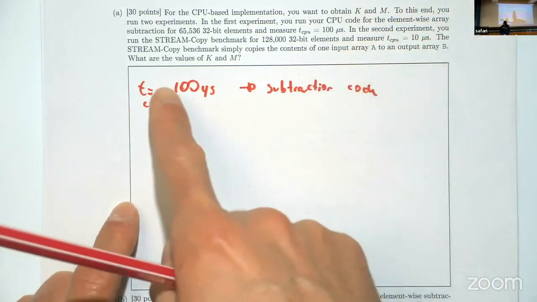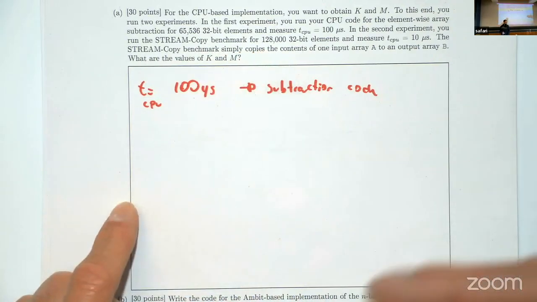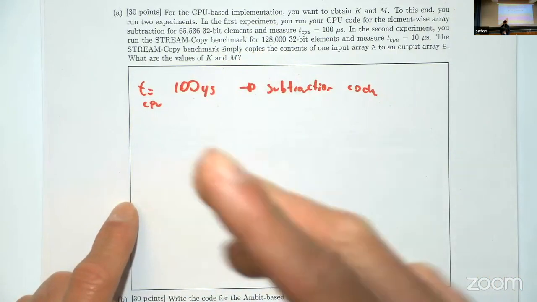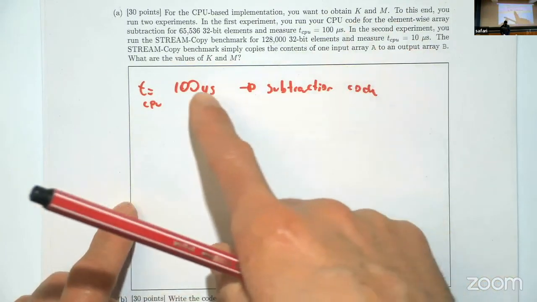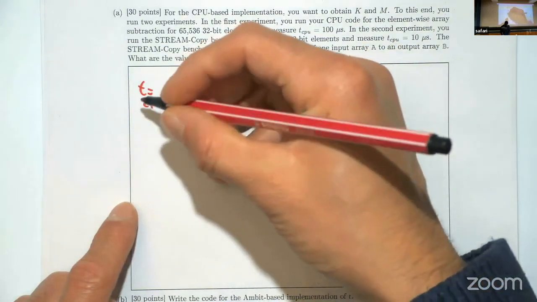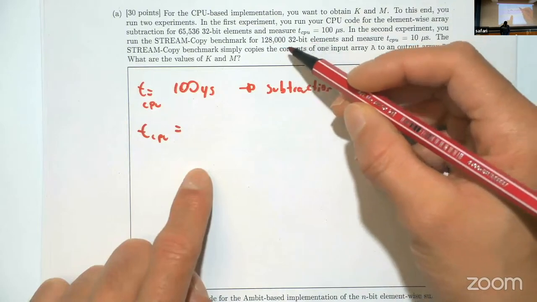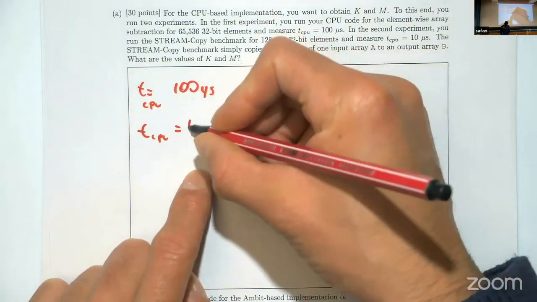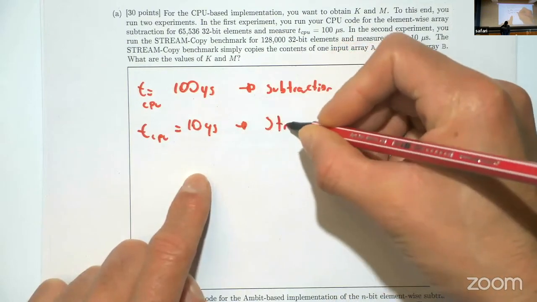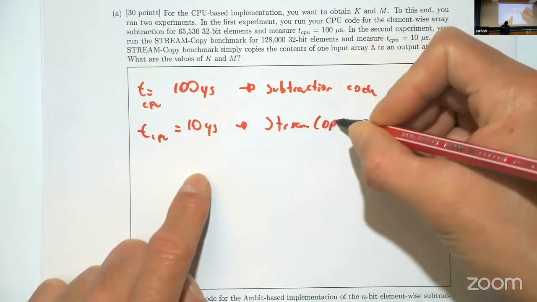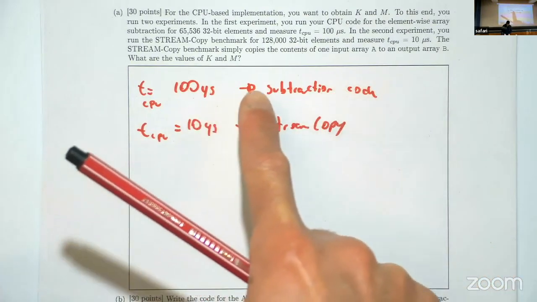In the second experiment, you run a stream copy benchmark. The stream copy benchmark basically copies one array to another array. There is no computation, it's just the copy. It's actually explained here. And then you measure that the TCPU for the stream copy was 10 microseconds. And then it asks you to figure out what the values of K and M are.